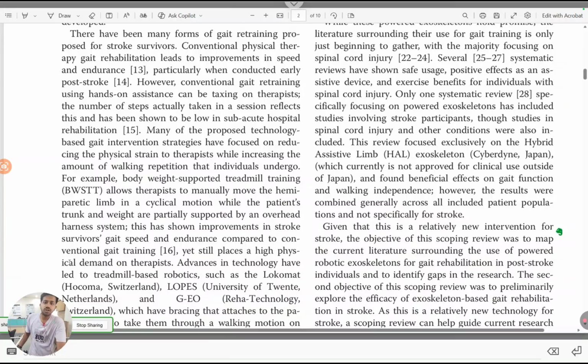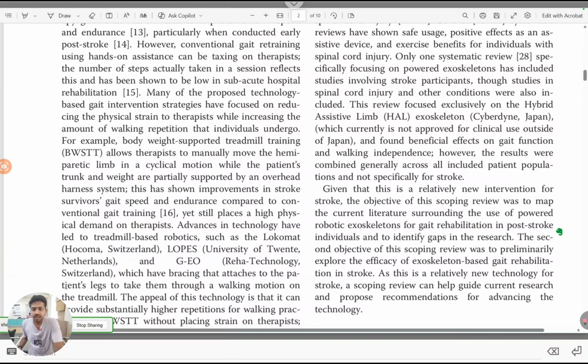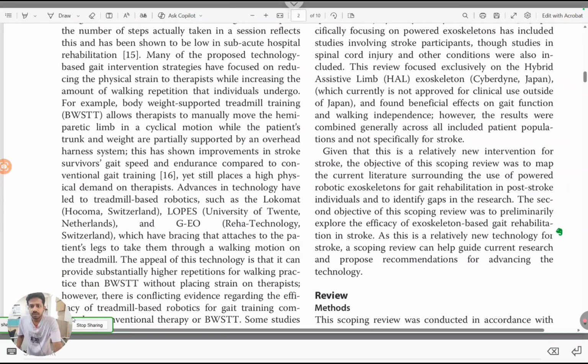This has shown improvement in stroke survivors' gait speed and endurance compared to conventional gait training, yet still places a high physical demand on therapists. Advances in technology have led to treadmill-based robotics such as Lokomat, Hocoma, Switzerland, LOPES, University of Twente, Netherlands, and GEO, Reha Technology, Switzerland, which impose a walking motion on the treadmill.